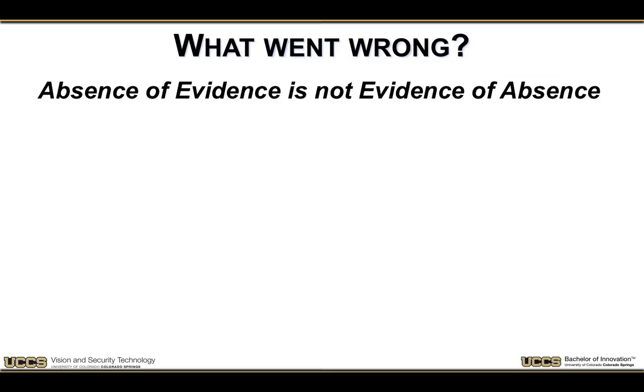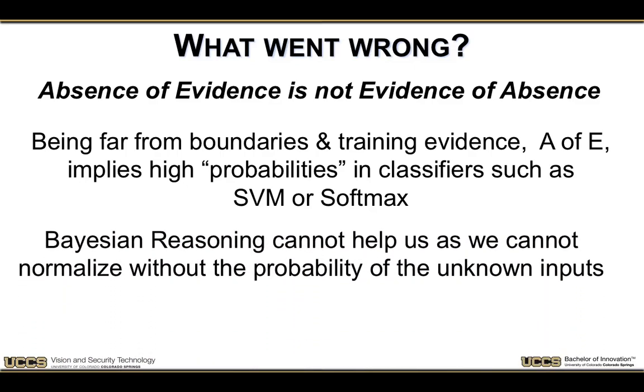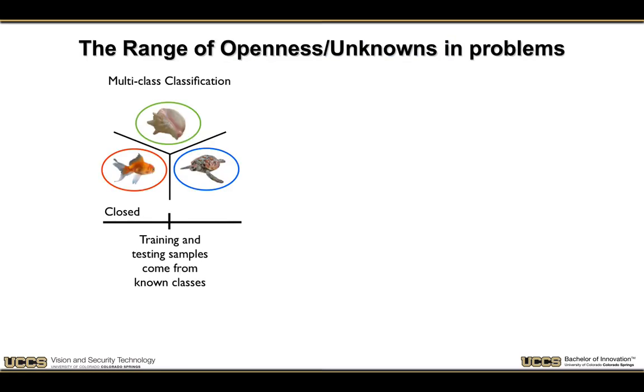What went wrong? Okay, when we're doing learning, absence of evidence is not evidence of absence. But if I look at how classifiers work, being far from the boundary will give very high probabilities in softmax or SVMs. We can't solve this problem with Bayesian reasoning because we can't reason about the unknown unknowns. There's no way of knowing their probabilities. So the open world, the open problem is something where all of those unknowns may show up that will be absent during training. How do we build intelligent systems that understand that they don't know?